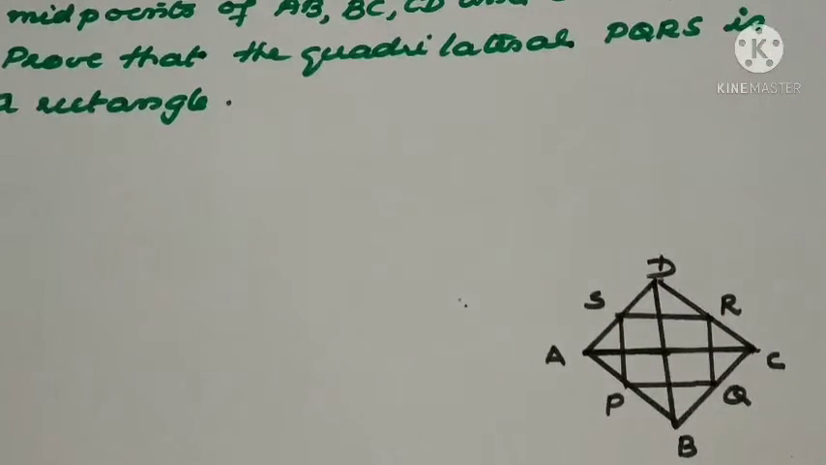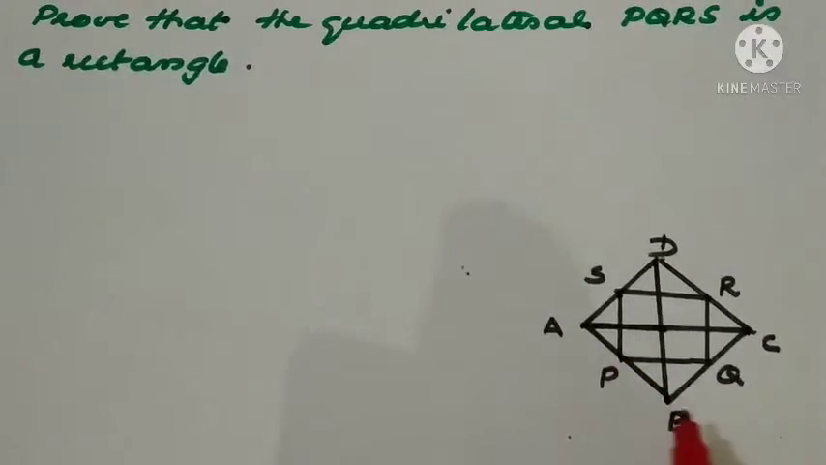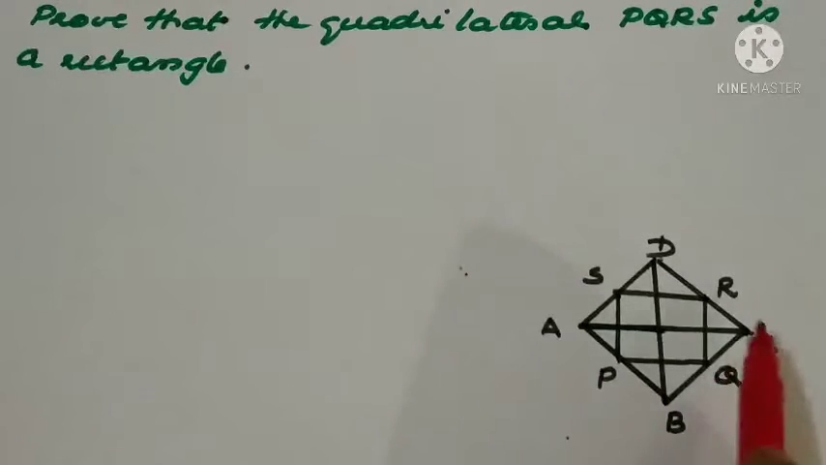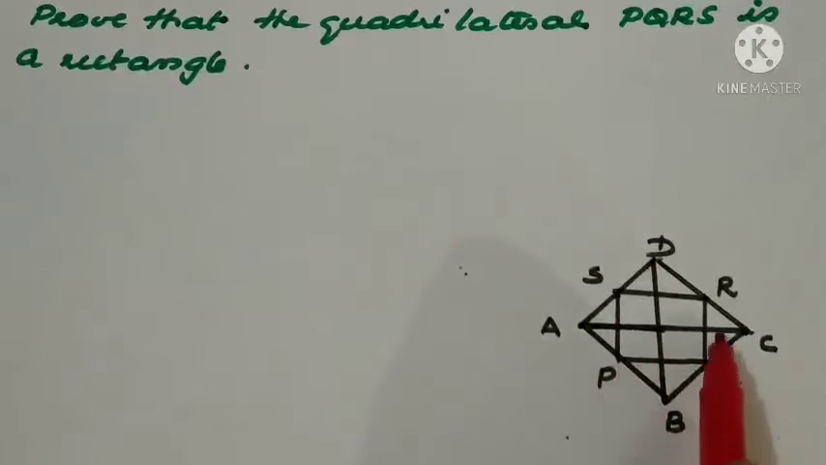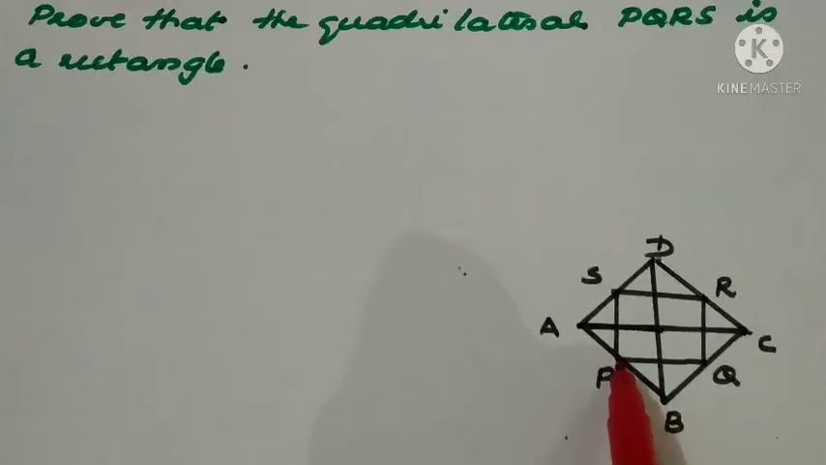So what are the steps for this? ABCD is a rhombus. The midpoint of AB is P, of BC is Q, of CD is R and of AD is S. We have joined them. The four sides close the figure, so it's a quadrilateral only. So PQRS is a quadrilateral. What do we have to prove? We have to prove that PQRS is a rectangle.